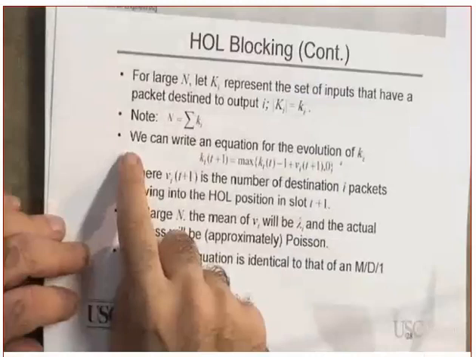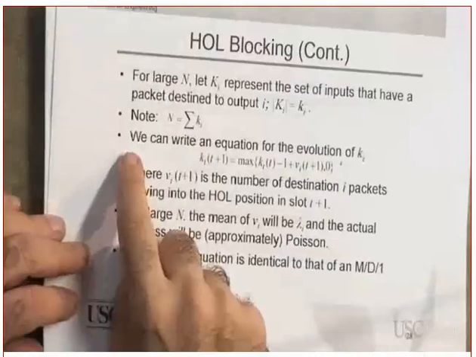And K goes all the way to N. What does K equal to 0 mean? When I say K equal to 0, what does it mean? There's no cell destined to that particular output. Okay. What is E of X?